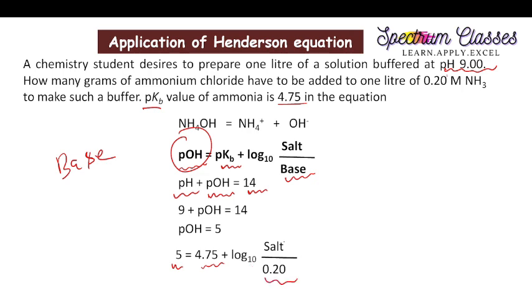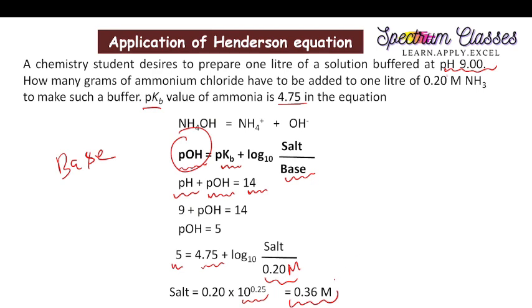So the salt I need to add to the 1 liter of solution, and the concentration of ammonia is 0.2 molar. 5 minus 4.475, I get 0.25. So log base 10, taking the anti-log of that, so 10 raised to the power 0.25 into, this is in the denominator, so it will go and multiply. After solving this, I get this much molar, because this is in molar.